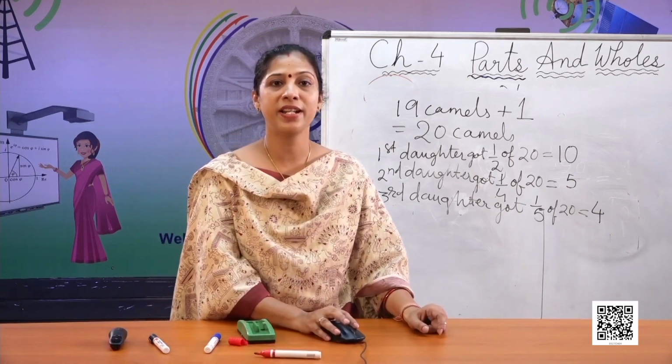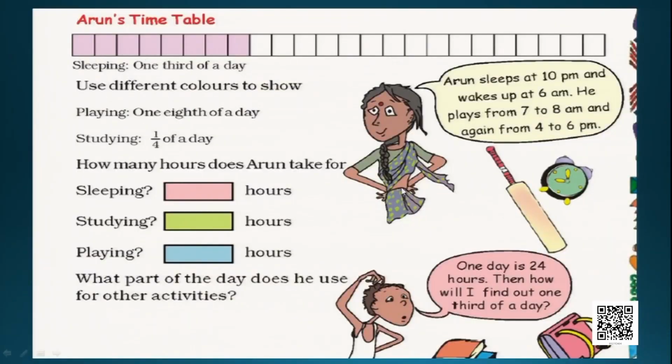How has he divided his day? One day has got how many hours? Yes, one day has got 24 hours. So he has divided this strip into 24 equal pieces. And his mother is telling that Arun sleeps at 10 p.m. and wakes up at 6 a.m. He plays from 7 to 8 a.m. and again from 4 to 6 p.m.